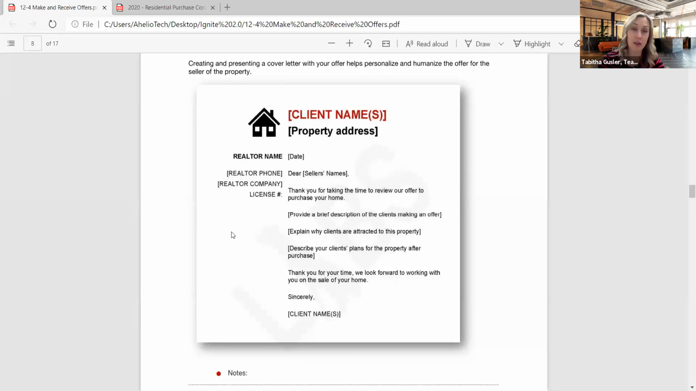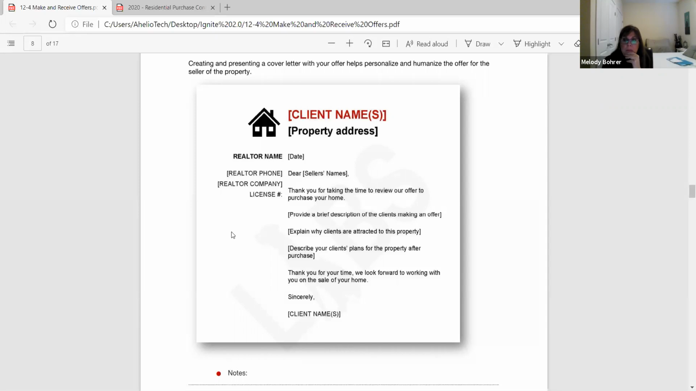And sellers are people just like buyers are people. Sometimes they do have an emotional attachment to their home, and they do want to know that these people are going to love the roses as much as I loved the roses, or that their kids will play on the swing set like my kids played on the swing set, or that their dog will love the doghouse, whatever it is, right?